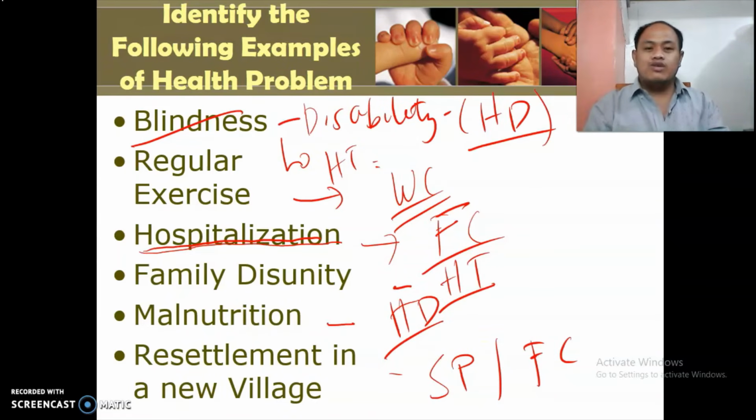Again, may mga conditions tayo na pwedeng maging health deficit at the same time health threat. Like for example, the presence of tuberculosis in the family. Kung isang family member may tuberculosis, yung condition niya is an example of a health deficit. However, the possibility of the disease to be transferred from one family member to another is an example of your health threat. Okay, we're done with the first level of assessment.